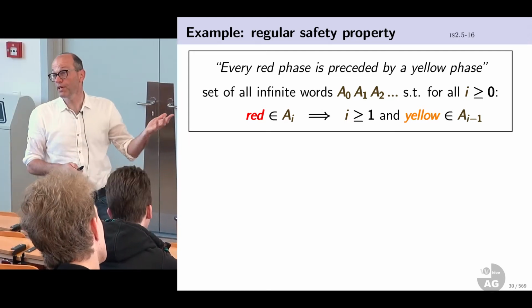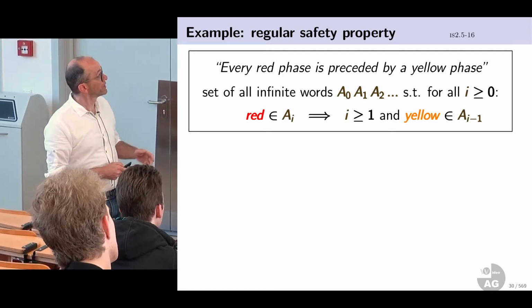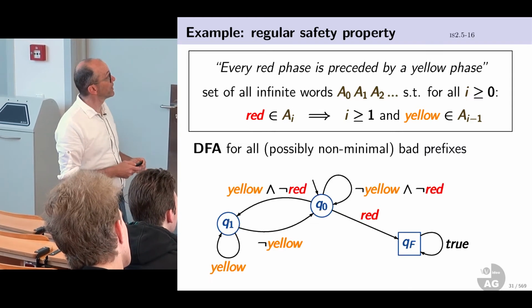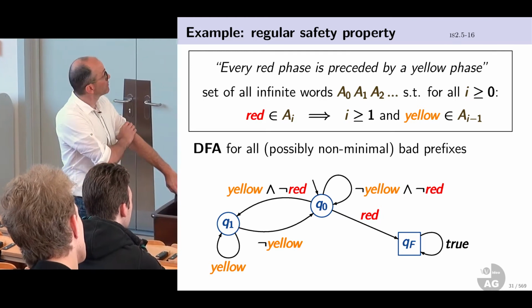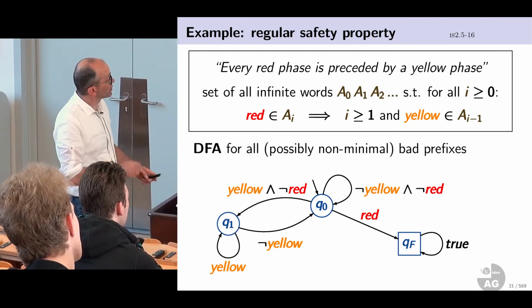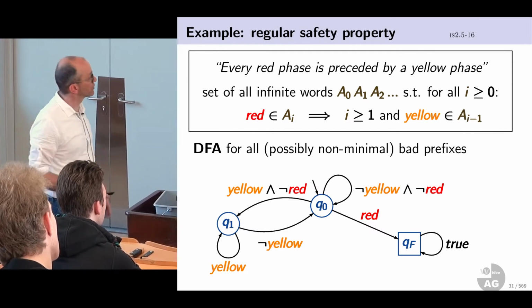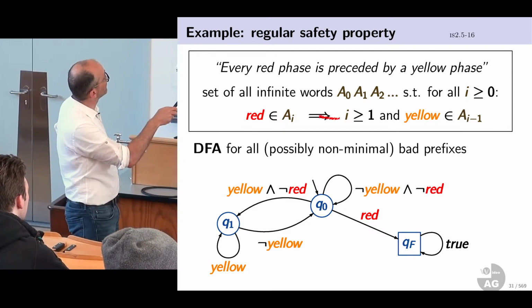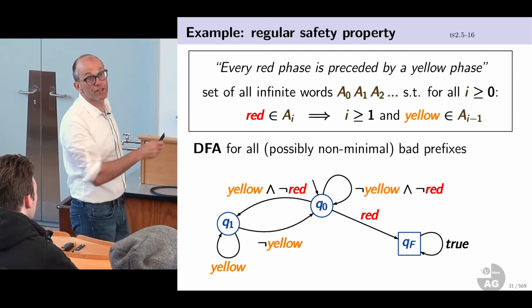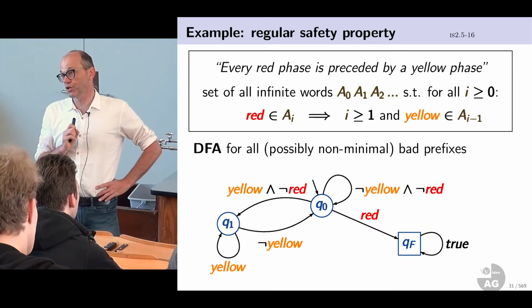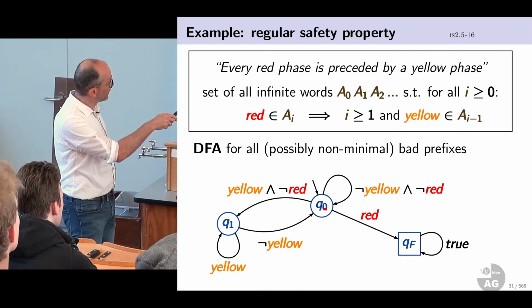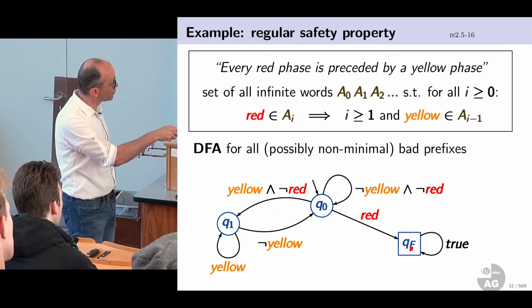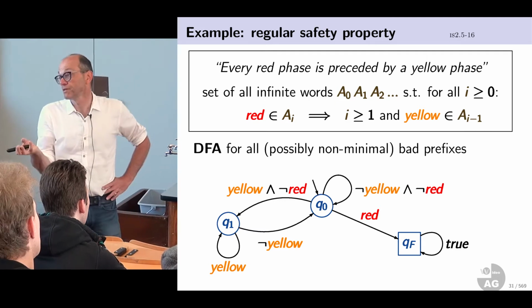This is a regular property, it's my claim. So this is a property whose bad prefixes are represented by a regular automaton, and this is an automaton. It's actually a deterministic machine for all possible bad prefixes. So let's look at this automaton. What would be a bad prefix? Well, a bad prefix would be something where red is immediately true in the very first position, 0. That means that in this automaton we start in Q0. If red is contained in the first symbol of your input word, you go to QF. That means it's bad.